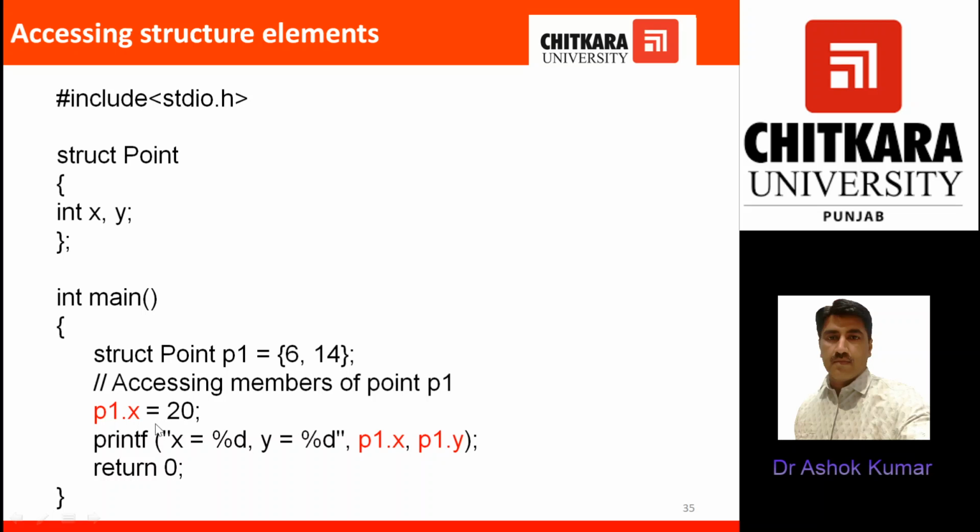Now if you print the p1 structure variable, I can use the statement p1.x. Here I have used this in a printf statement. This will print the value of the x member of the structure variable p1, because the latest value of x is 20. So 20 will get printed over here. You will get x is equal to 20, and the value of p1.y is 14. So the result of this program will be x is equal to 20 comma y is equal to 14.